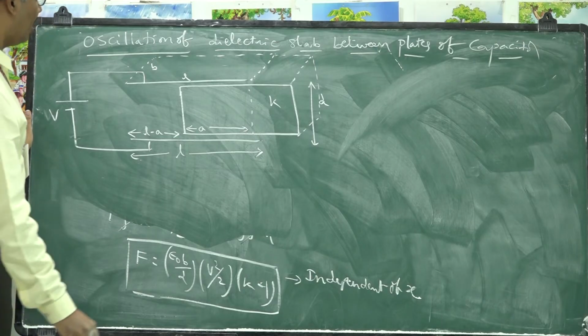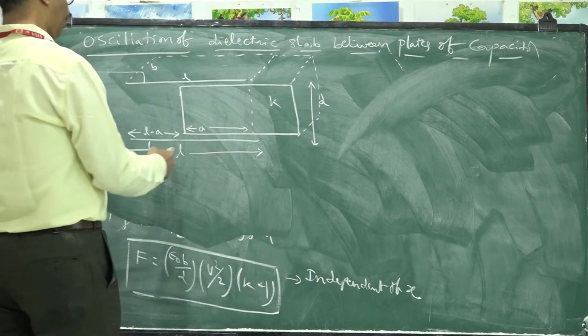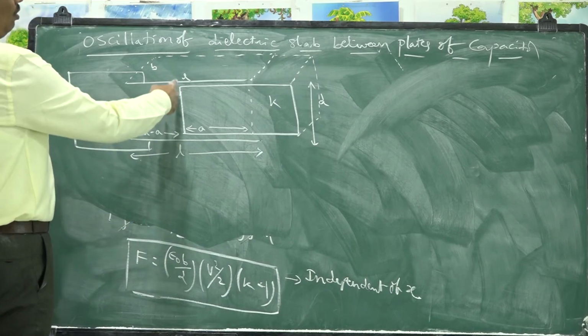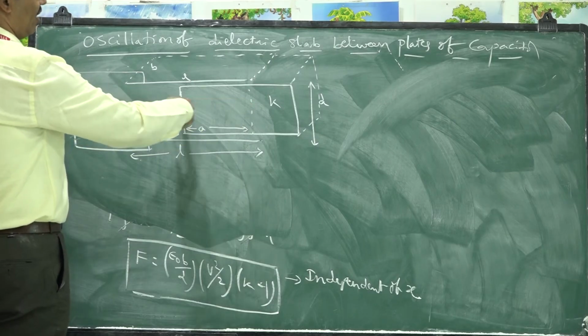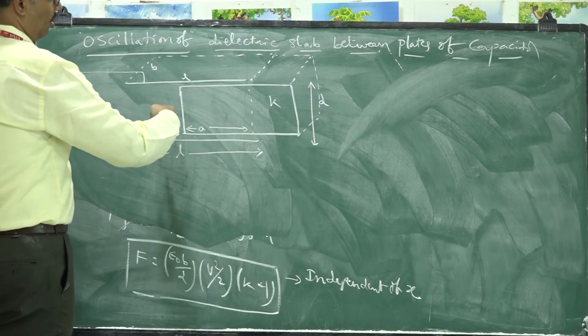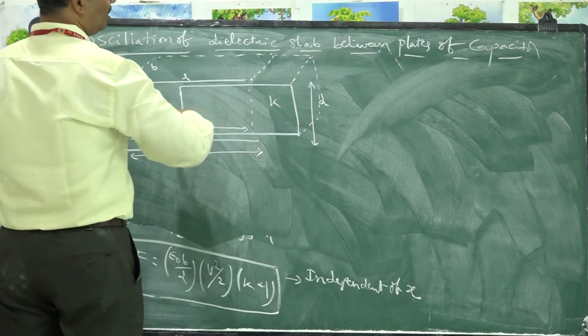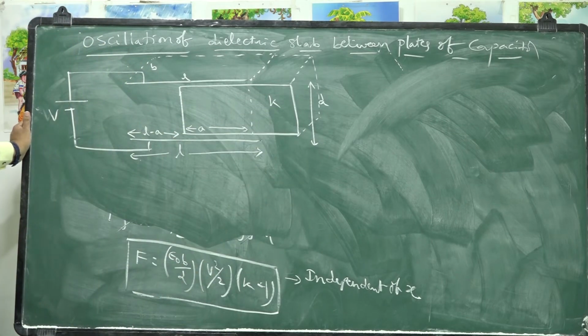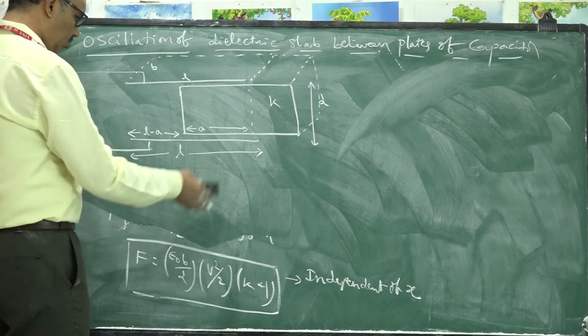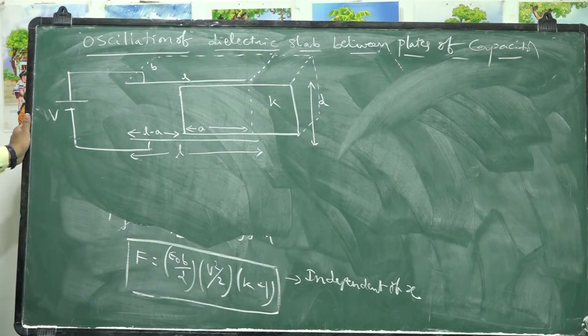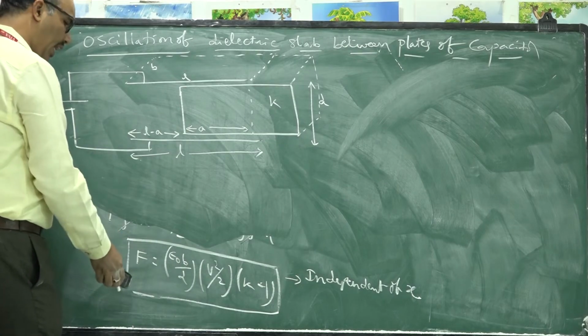Now, what I would need to calculate is the time period. Because of the pulling force applied by the plates of the capacitor, the dielectric has a tendency to move inside and outside. It does some oscillations here. I would like to calculate the time period of oscillations of this dielectric slab between the plates of the capacitor. In order to calculate the time period, there is some force responsible for making the dielectric move here, nothing but the force applied by the capacitor on the dielectric slab.